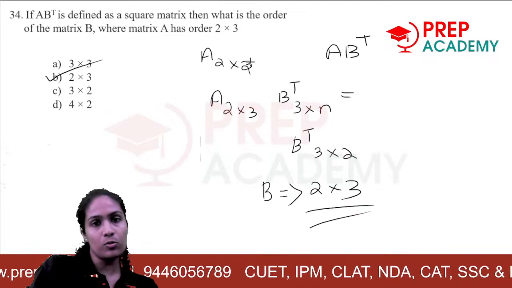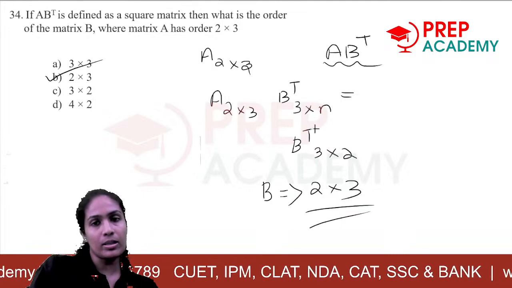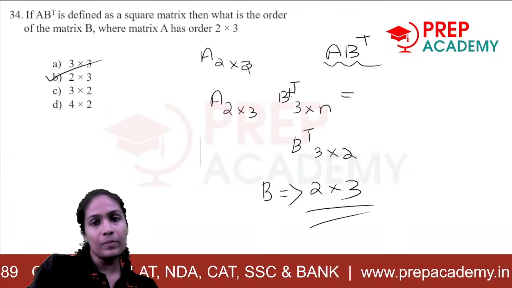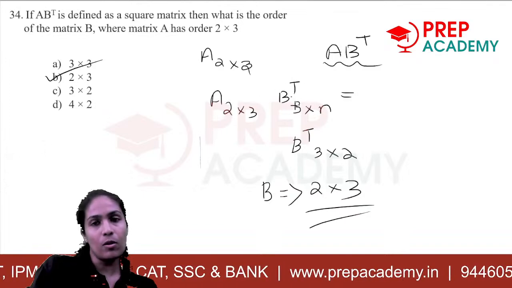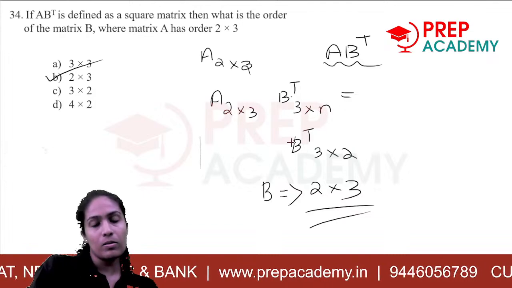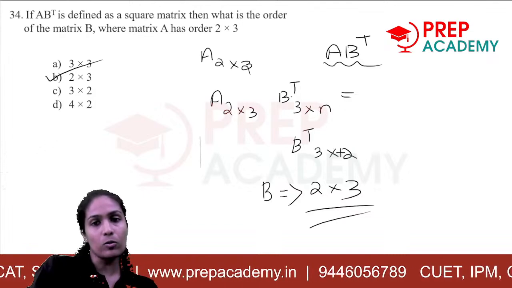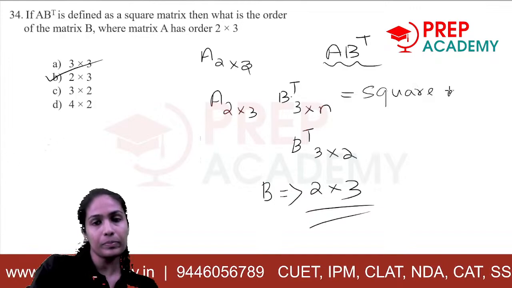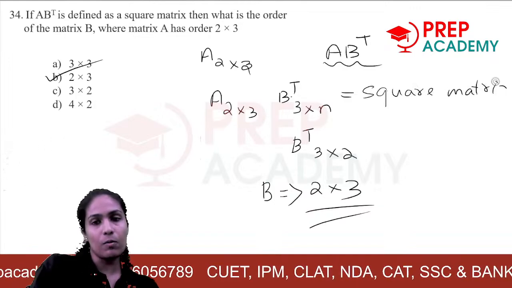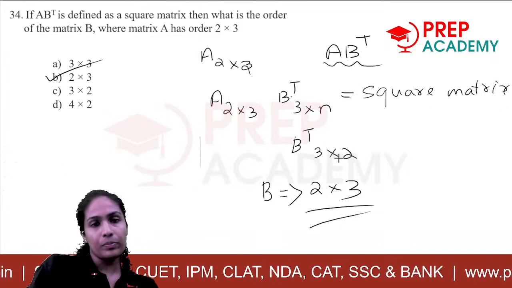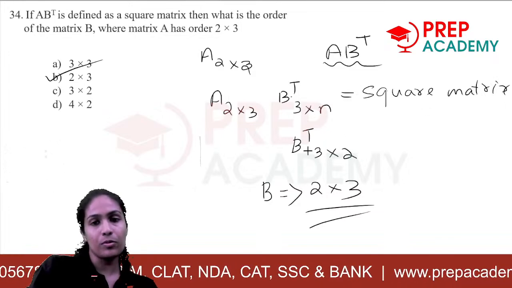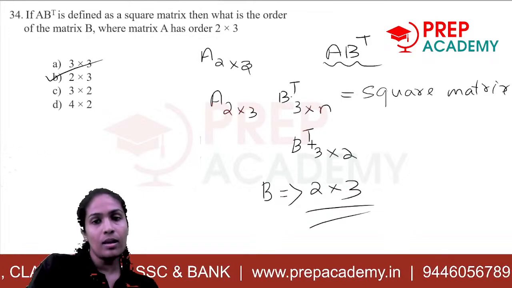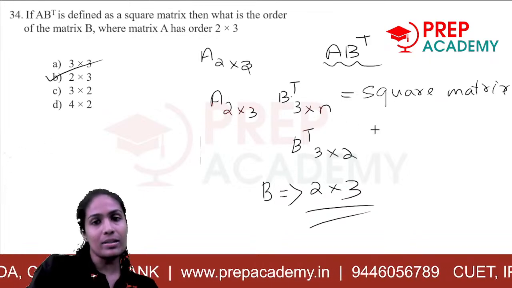A is of order 2 by 3, and the product A B transpose is possible. So the product is possible only if the order of B transpose is of the form 3 cross n. So B transpose is of order 3 cross 2 because the result is a square matrix. So B transpose is 3 by 2, so the order of B is 2 by 3. B transpose means the matrix obtained by interchanging rows and columns.